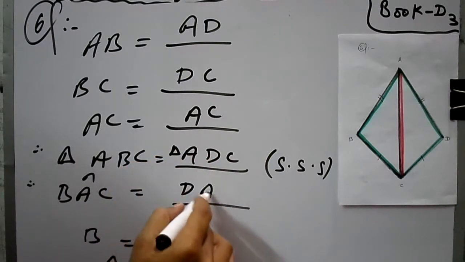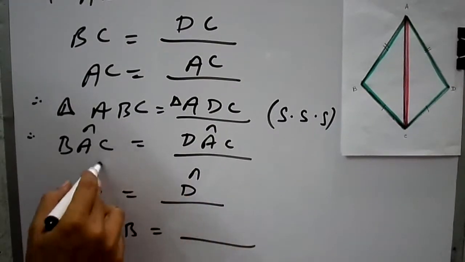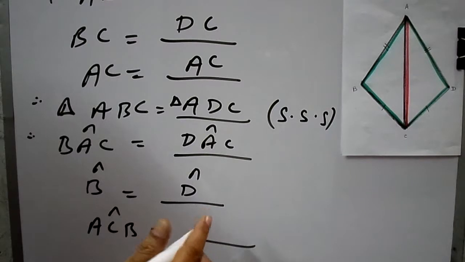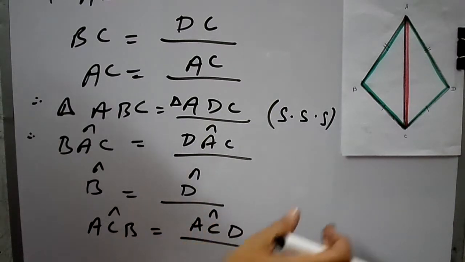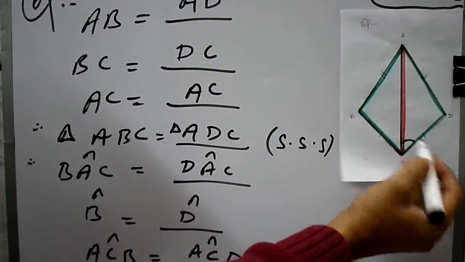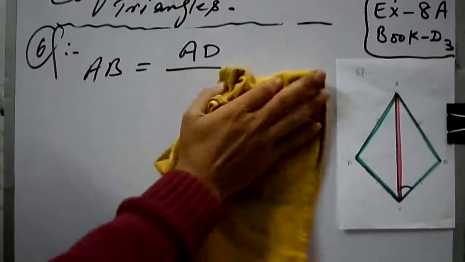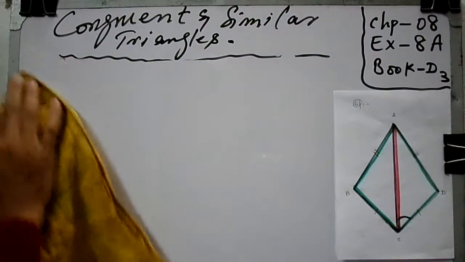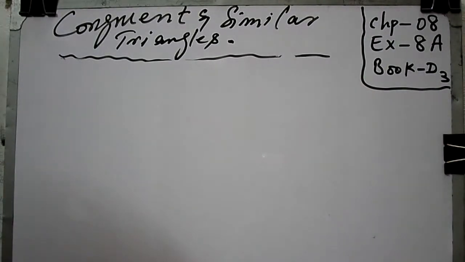And angle DAC, and angle B is equal to angle D. This is the sign of angle. Similarly, angle ACB is equal to angle ACD. So we have completed this. Now coming to question number 7. Read the statement: copy and complete the following in these two triangles, triangle PQR and triangle SPT.